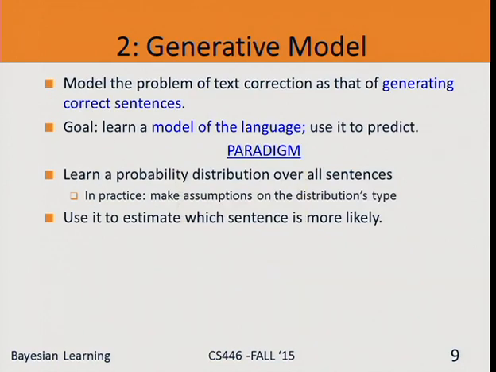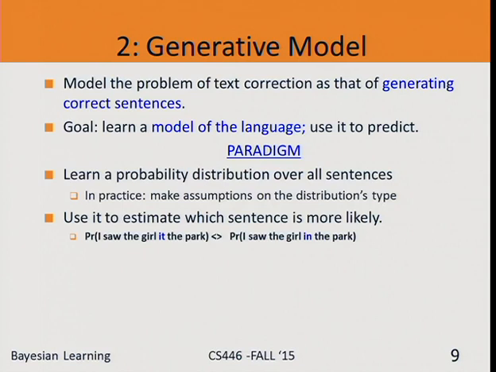Now, the second one, really, instead of focusing on the "it"-"in" prediction, basically tries to model the problem of text correction as that of generating correct sentences. It's going to learn a model of language, how to write good sentences, and it's going to use this to estimate. So I'm going to learn a probability distribution over all sentences. Of course, in practice, we're going to make some assumptions, because what kind of probability distribution are we going to learn to represent all sentences? We're going to make some assumptions on that. But once we have made this assumption, we're going to use this to estimate which sentence is more likely.